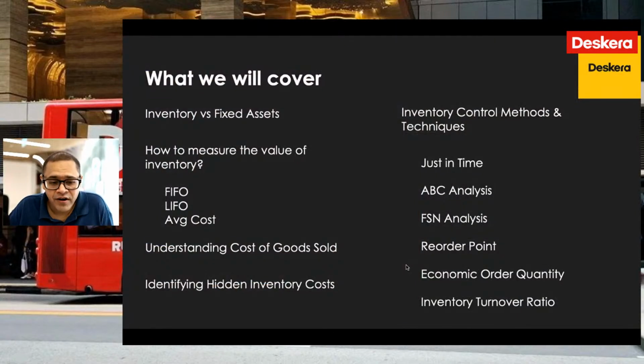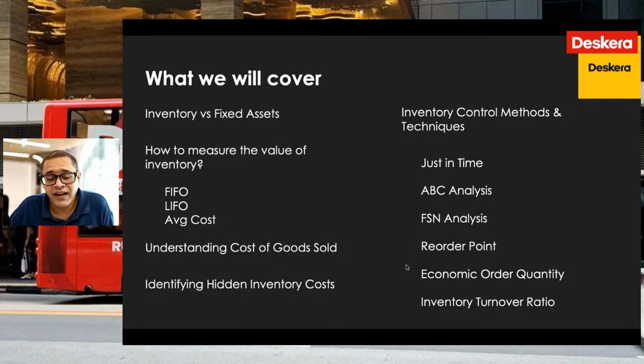So let's start by taking a look at what we are going to cover. We are going to cover inventory versus fixed assets, so basically understanding and making sure that all of us are on the right page when we talk about what is inventory. Then we will look at inventory valuation methods. We will spend some time looking at cost of goods sold and hidden inventory cost and how they can impact your inventory management. And inventory costing can be impacted quite significantly with them as well.